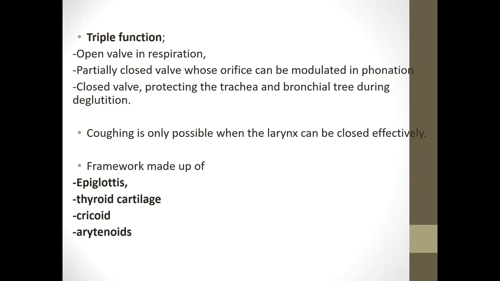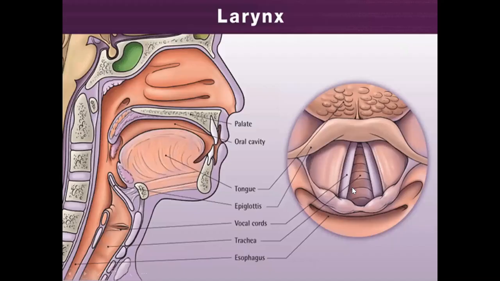Its framework has the epiglottis, the thyroid cartilage, the cricoid, and the arytenoid. This is a lateral view of your larynx, and you can see that this is the epiglottis, this is your thyroid cartilage, and this is your cricoid. And this is the lumen of your larynx. And posteriorly, you can see this is the complete ring, the cricoid cartilage.